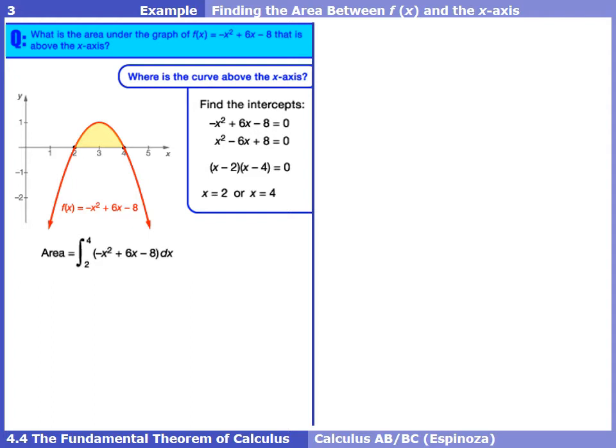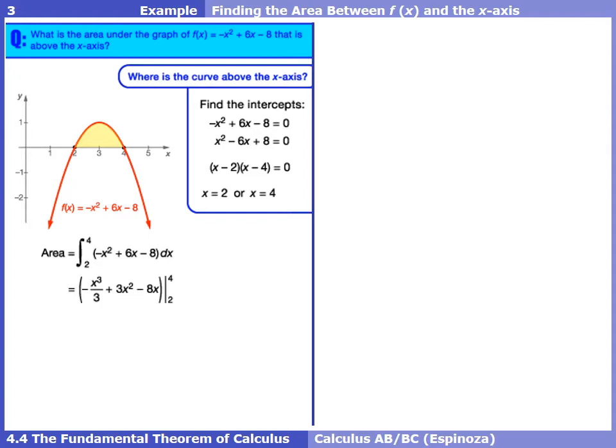Since we have three separate things separated by pluses or minuses, we can integrate each of those individually. Negative x squared becomes negative x cubed over 3. 6x becomes 6x squared over 2, or just 3x squared. And then the integral of negative 8 is negative 8x, and again, no plus c. We're going to put the bar from 2 to 4.